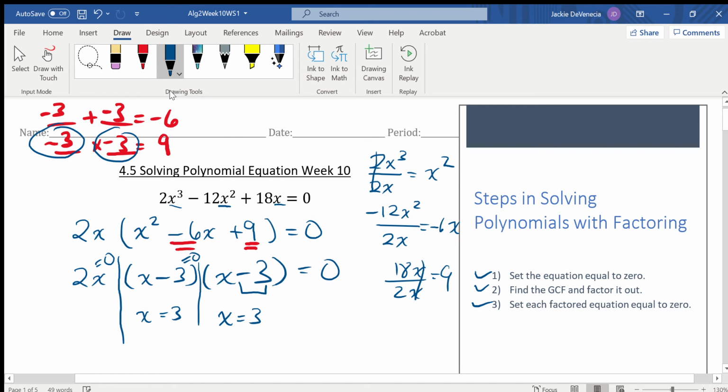And now here, this is interesting. You have 2 times x is equal to 0. So what's a number that whenever we multiply it by a different number, it just gives us 0? Anything multiplied by 0 gives you 0, so x equals 0. So the solution over here would be 0 and 3. And then we are done.